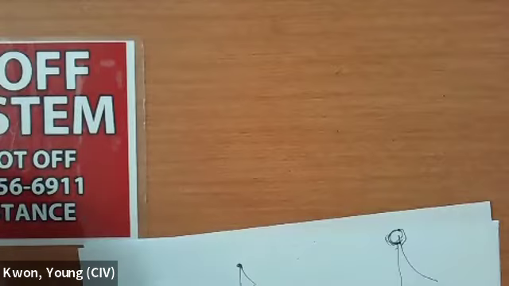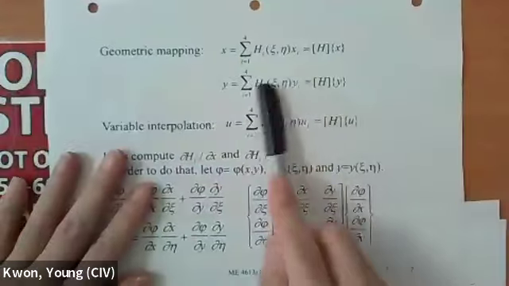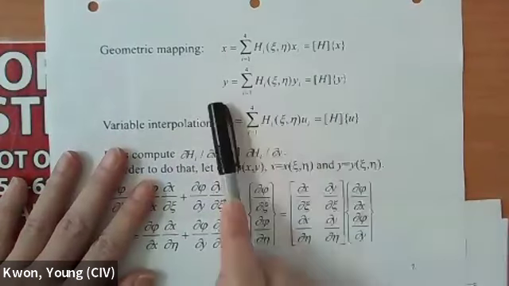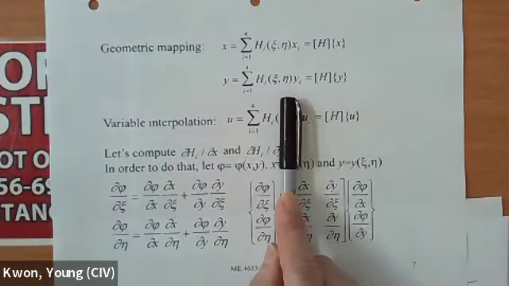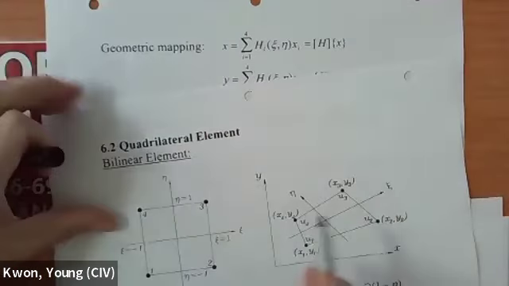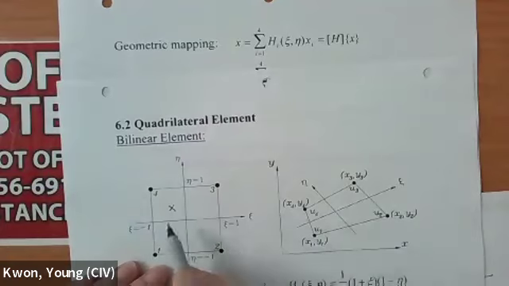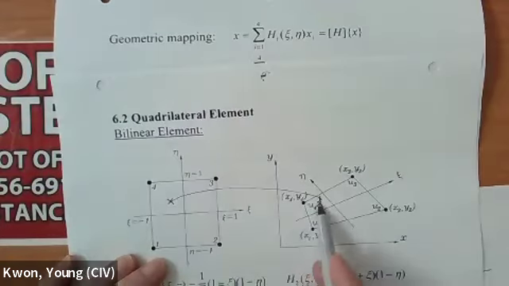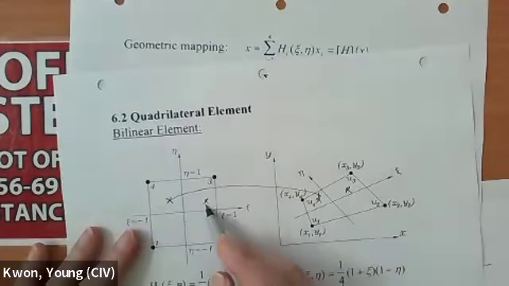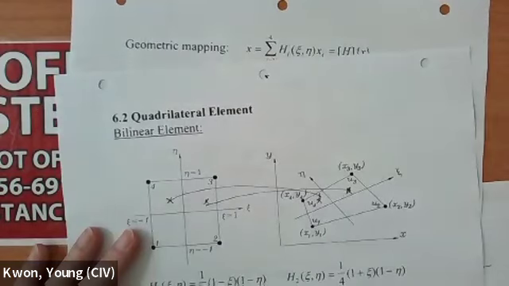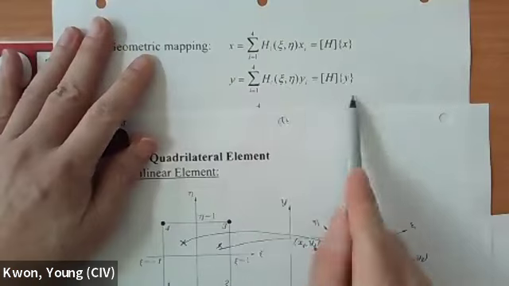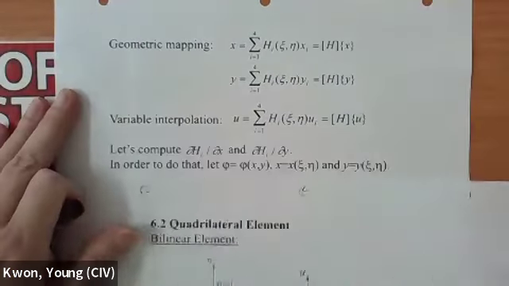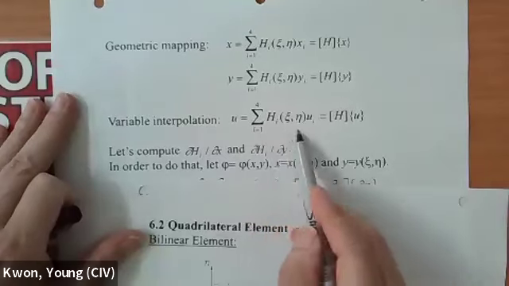Then the geometric mapping is the same. The x coordinate and y coordinate are going to be exactly mapped using the same shape function. In other words, any point in here, let's say this point, is going to be mapped into that point in here. And this point is going to be mapped into that point. Okay, so we have a one-to-one mapping from the natural to the physical coordinate system using exactly the same shape function or interpolation function. And then the solution is also interpolated using the same shape function.